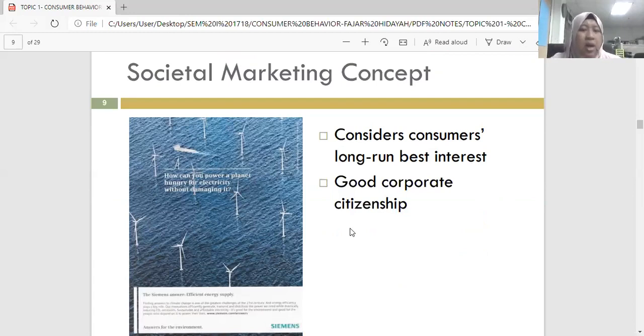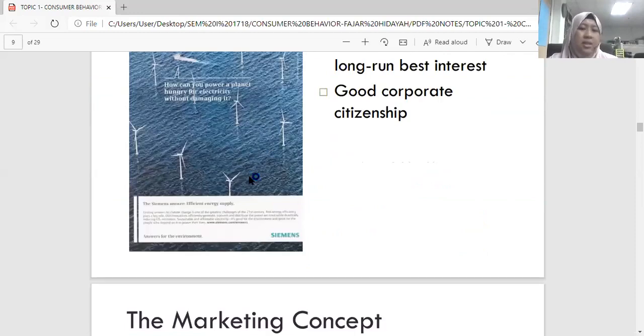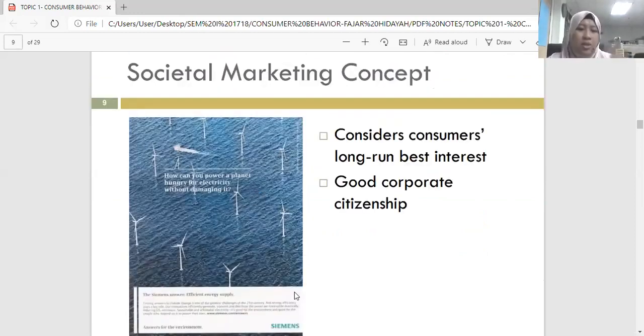So in here, if you realize, I'm showing something like Siemens. Okay, the company is doing an advertisement. How can you power a planet hungry for electricity without damaging it? So they are concerned about the environment.